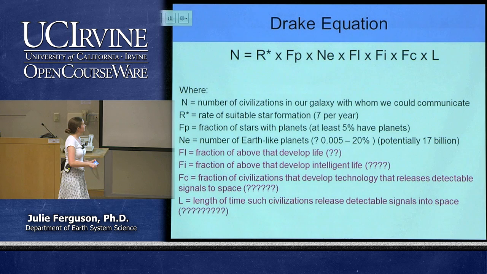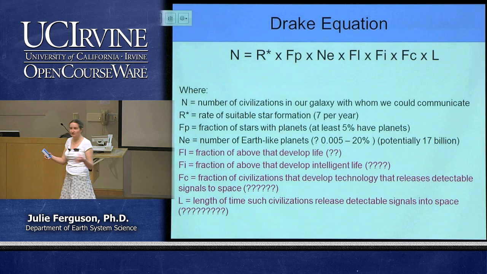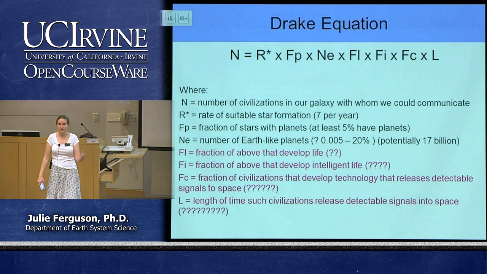So the number of civilizations in our galaxy with whom we could communicate, so we're going for the gold here, we're not going for just single-celled stuff, is related to the rate of suitable star formation. Remember, our sun is pretty common as a star. It's nice and long-lived, so we're not looking for really short-lived stars. And we maybe have 7 new stars per year that could have Earth-like planets and life.